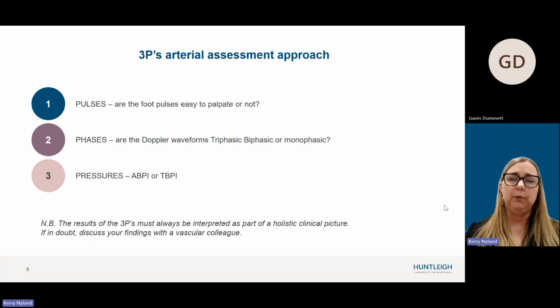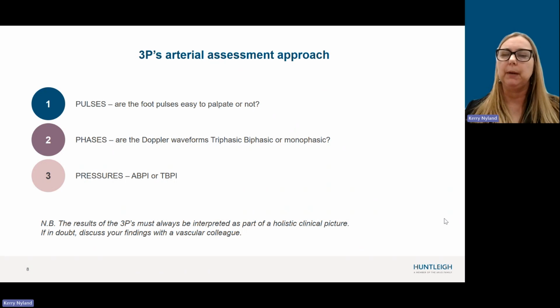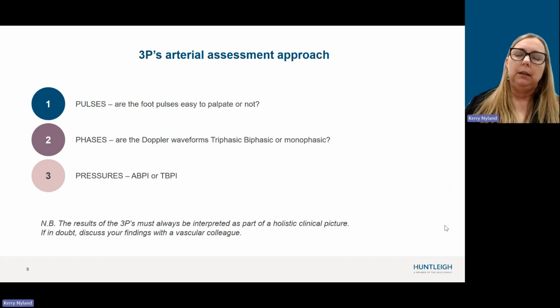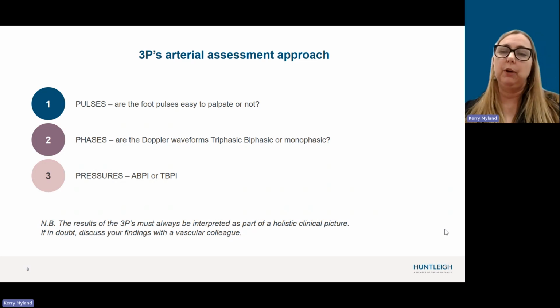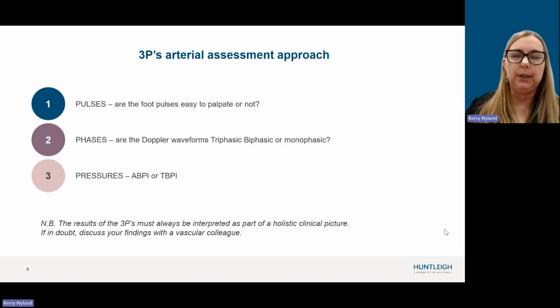So next you're going to get your Doppler out and you're going to check your phases. You're going to be listening to the pulse and you're going to be looking at that waveform. Is it a triphasic pulse? Is it a biphasic? Or is it a monophasic pulse? Sometimes you'll hear the triphasic and biphasic grouped together as multiphasic. I think that's just to make it simpler, so you're not getting too stressed about which one it is. Lastly, you'll add in your pressures, so you'll add in your ankle pressure or your toe pressure. So it's about putting that together with a good history taking and their clinical presentation, and that will help inform your diagnosis and your treatment.